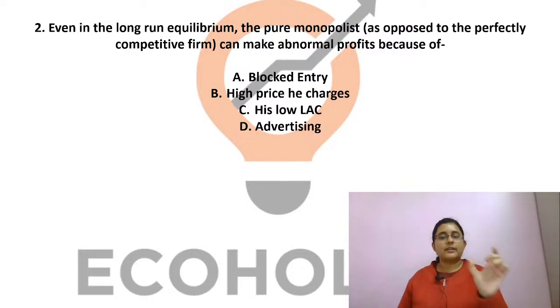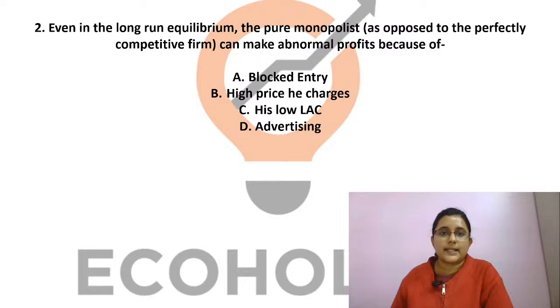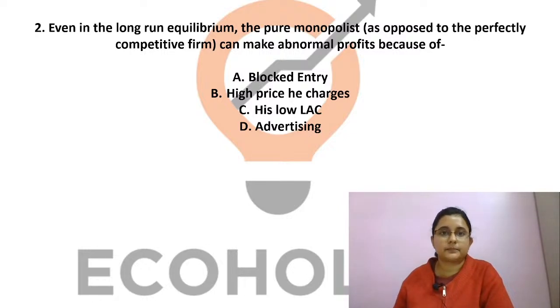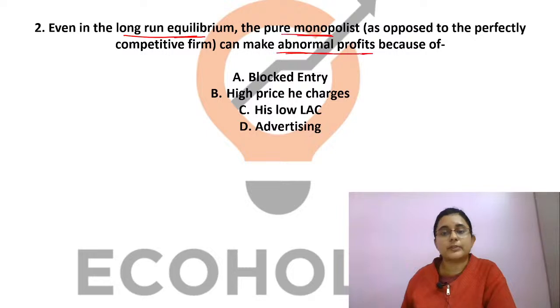Whatever is the answer, write the question number as well. Like suppose 2, and then whatever is your answer, A, B, C or D. In this manner, if you write, it will be easier for me to understand. Please tell me what should be the right answer to this question. We are talking about long run equilibrium and pure monopolist making abnormal profit. If you observe it carefully, you have many important key terms hidden here. Tell me what will be the right answer.